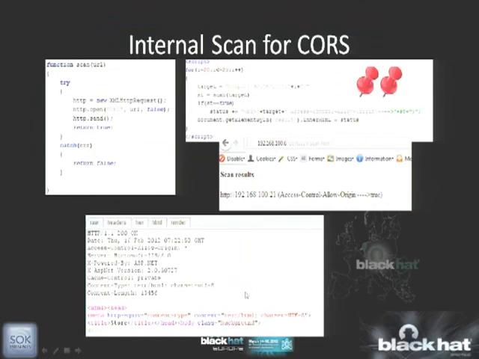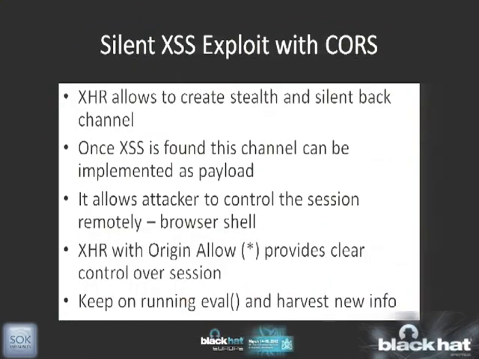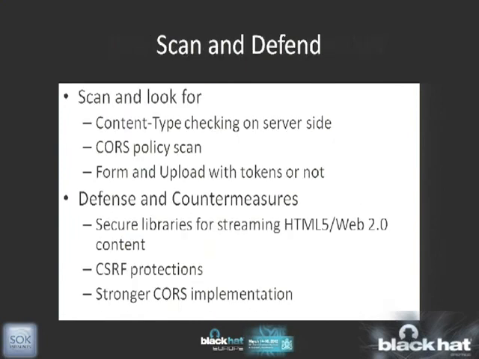Say for example your HR application which allows any origin to access internally, then an external page can start accessing as well. Then pretty much a lot of things can be done once you have this kind of a stealth channel or a silent channel created at the back end through XHR. Once again you can set allow origin to star, so pretty much the browser will start talking back to you.